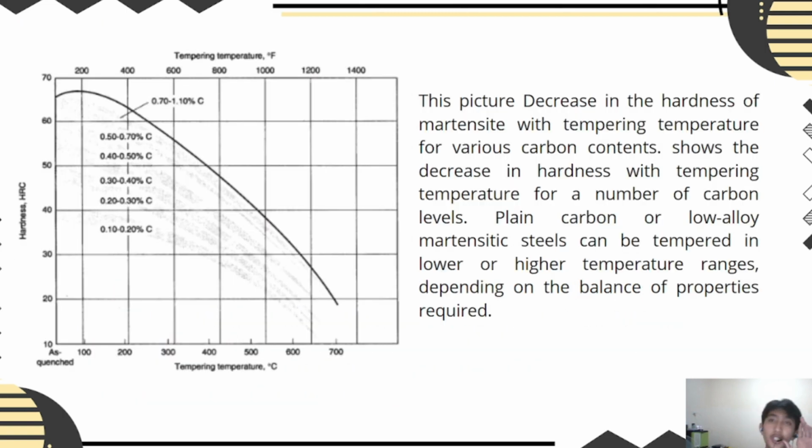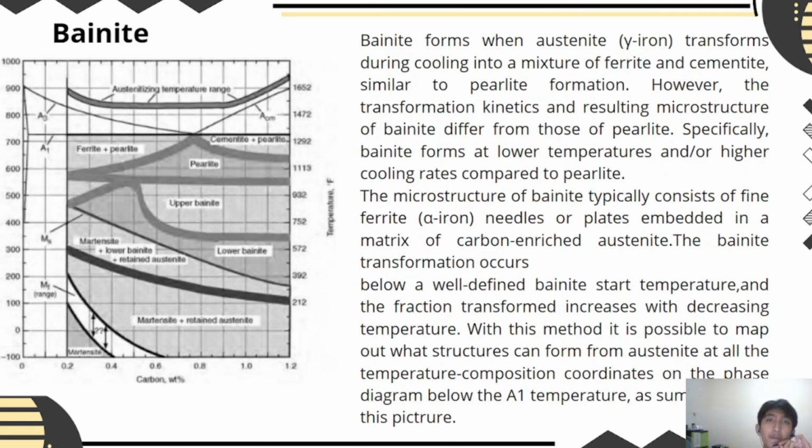Okay, this picture is the graph of the hardness of metals with tempering temperature for various carbon contents. So, the decrease in hardness with tempering temperature for a number of carbon levels. Plain carbon steels of low hardenability can still be tempered in lower and higher temperature ranges, depending on the blend's properties required. The next is bainite.